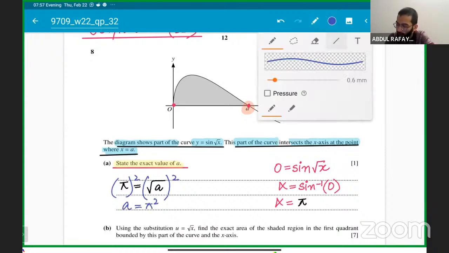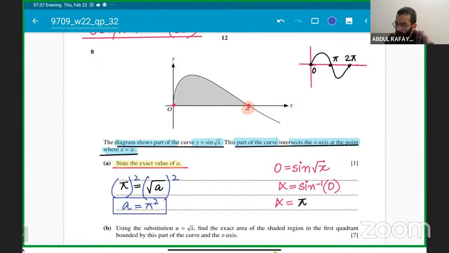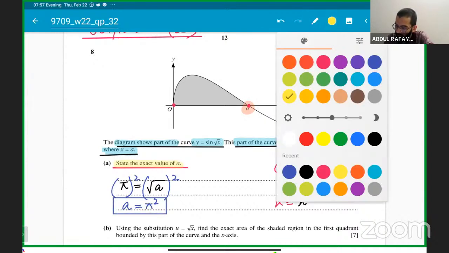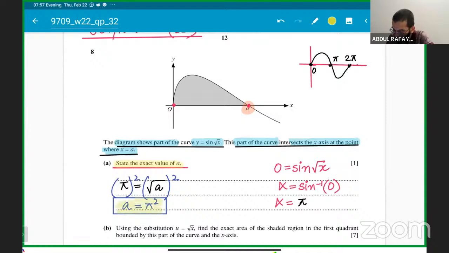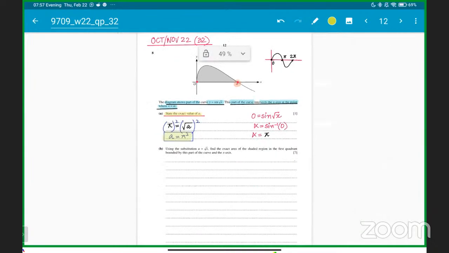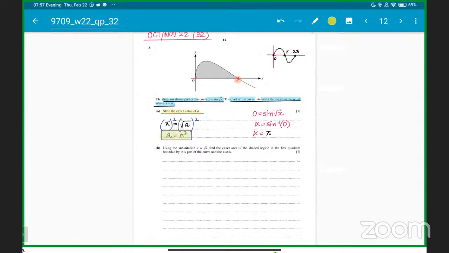How many people got it? a will be equals to pi square because sine was in the form of square root. Are you guys with me? Understanding, guys? Clear with me? Following? Yes, sir, a is equals to pi square. Is everyone getting it?